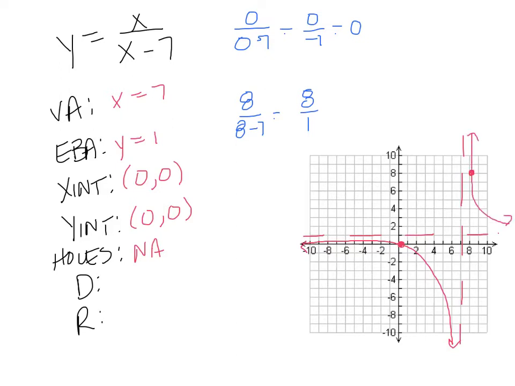Now I can do my domain and range. And in this case, with no holes, the domain and range are relatively easy. The domain is going to go all the way over to that vertical asymptote. And the range is going to include everything but that end behavior asymptote.